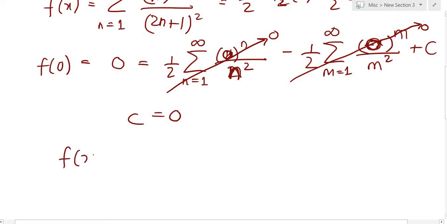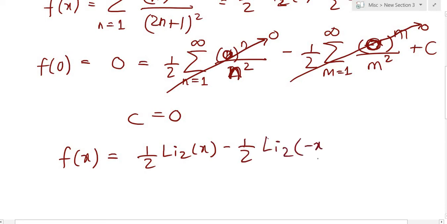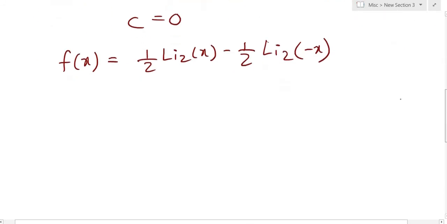So finally, we don't even need to write the c. That's what this thing is telling us. So f of x is nothing but half of the dilogarithm of x minus half of the dilogarithm of negative x, and we don't even need to write plus c because c is just 0.